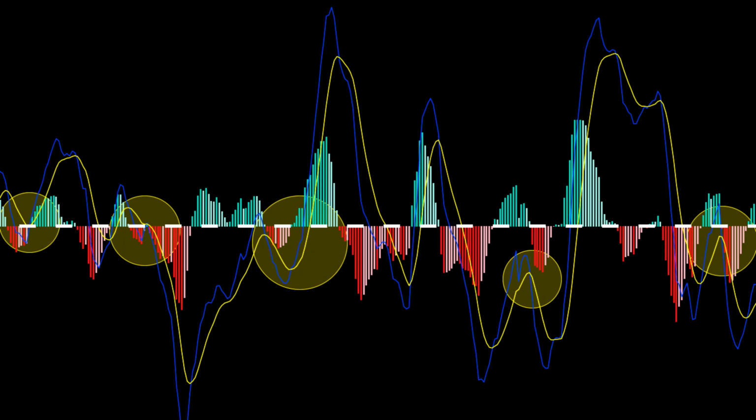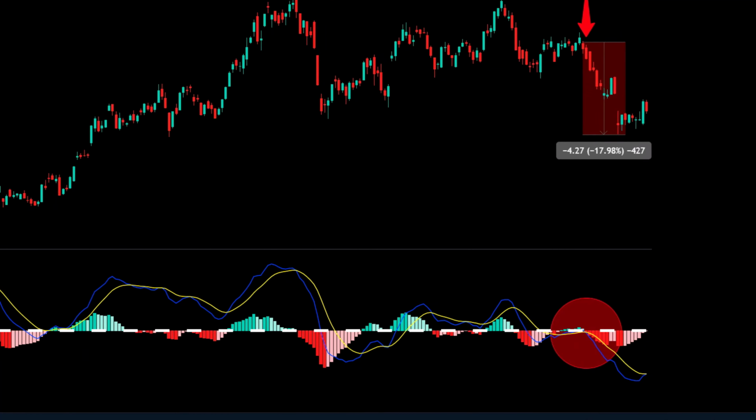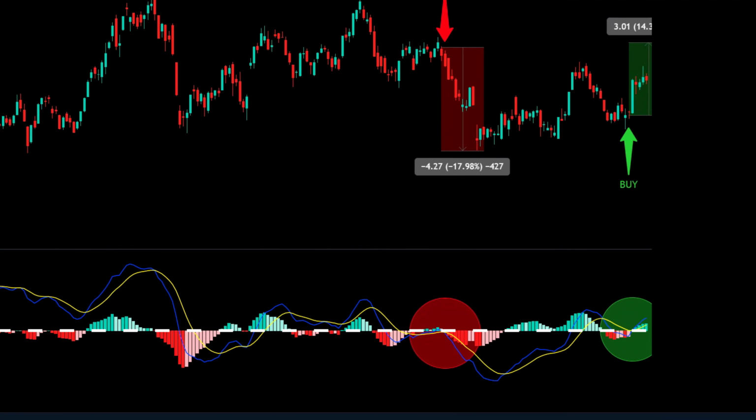So how does all this fit together? Well, a crossover of the MACD and the signal line determines a potential entry or sell signal and can be seen as either 1, a change in reversal, or 2, a temporary breather from the current momentum. So since a cross alone cannot determine which is true, more information is needed. Thus, where these lines cross helps further determine the overall momentum of the price action.